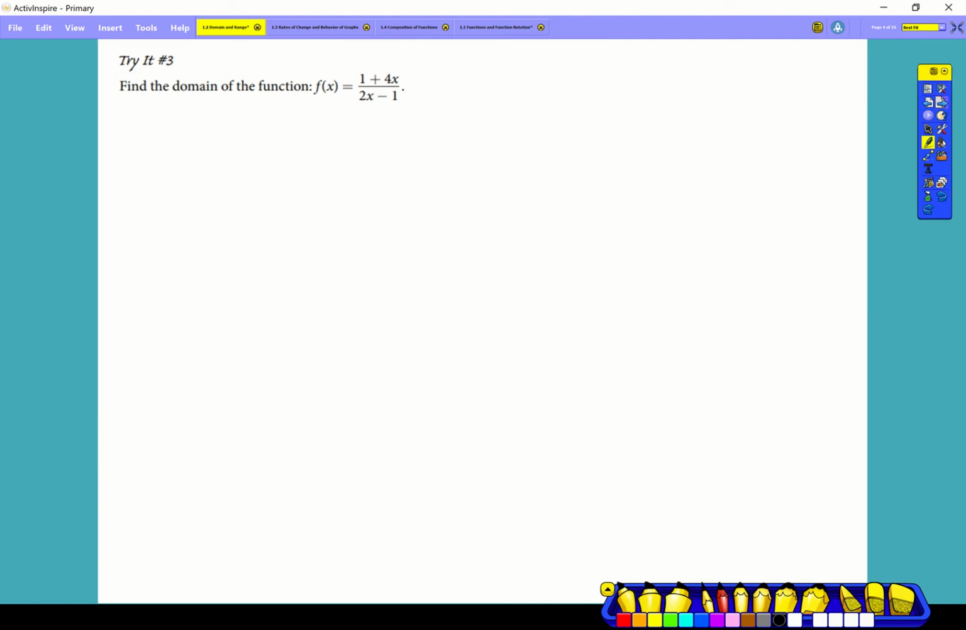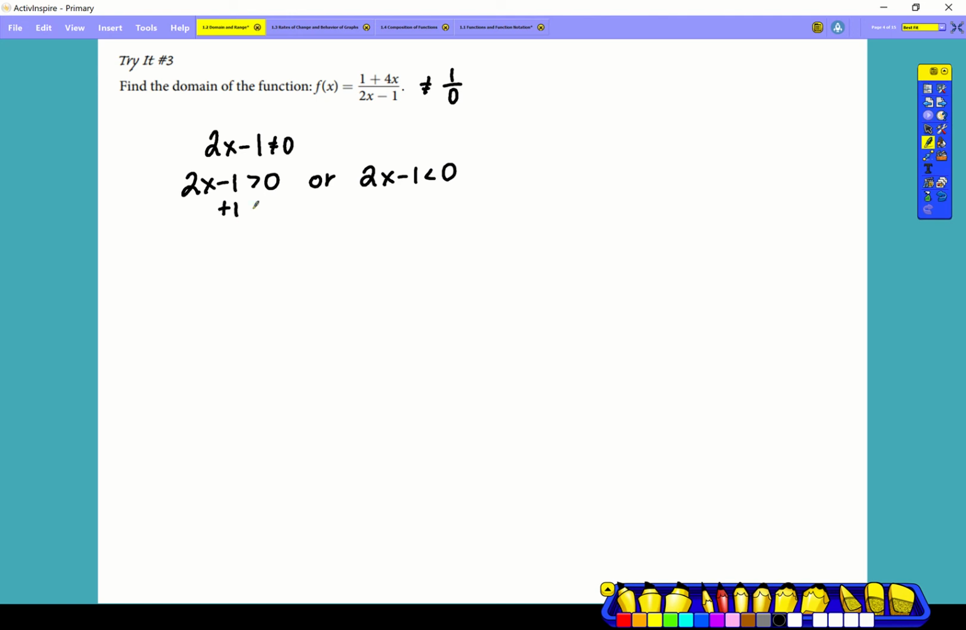So we're going to find the domain of this function. We need every x value that we can put in here that will give us a good y value. Now, this is a fraction. One thing we cannot have is 1 over 0. So I know that 2x minus 1 can't equal 0. So 2x minus 1 has to be greater than 0, or 2x minus 1 has to be less than 0. Now I'm going to solve these.